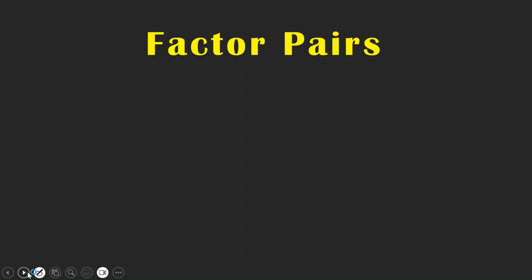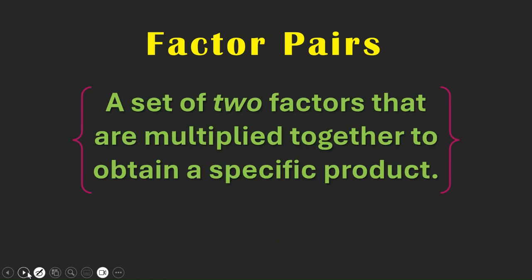Let's start with the definition. Factor pairs are a set of two factors that are multiplied together to obtain a specific product. Let's break that definition apart. As a reminder, a product is the result of numbers being multiplied together. In this case, we're talking about two factors. So factors are whole numbers that go into another number evenly. So no remainder is allowed.